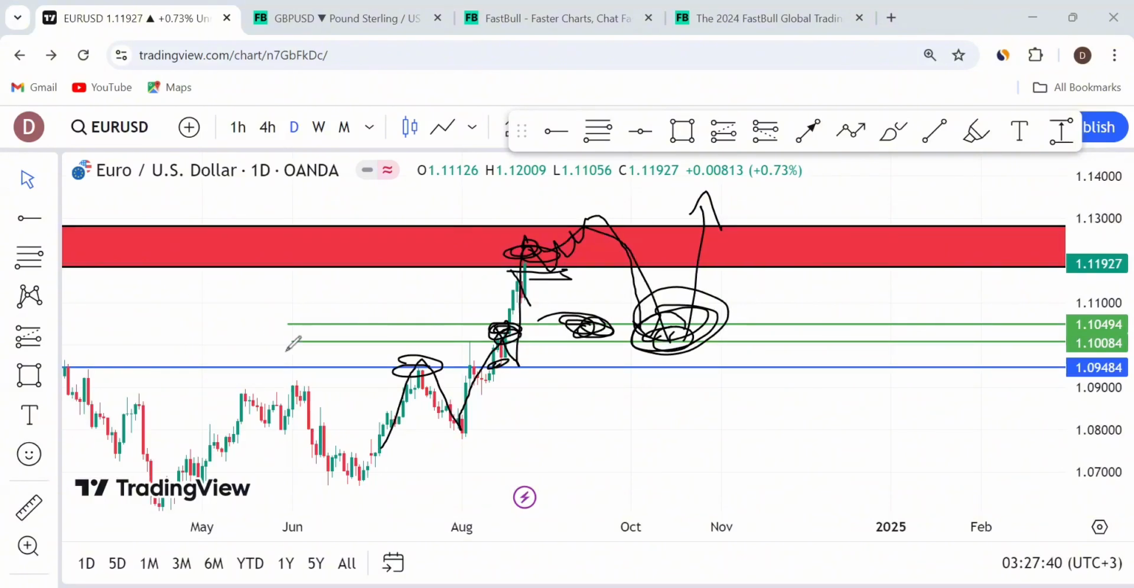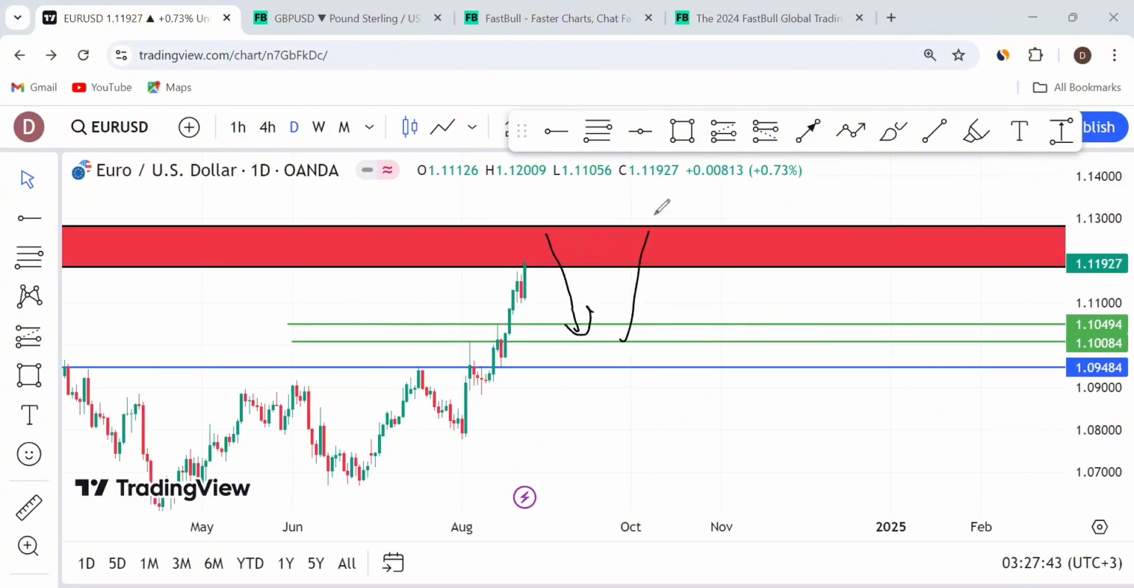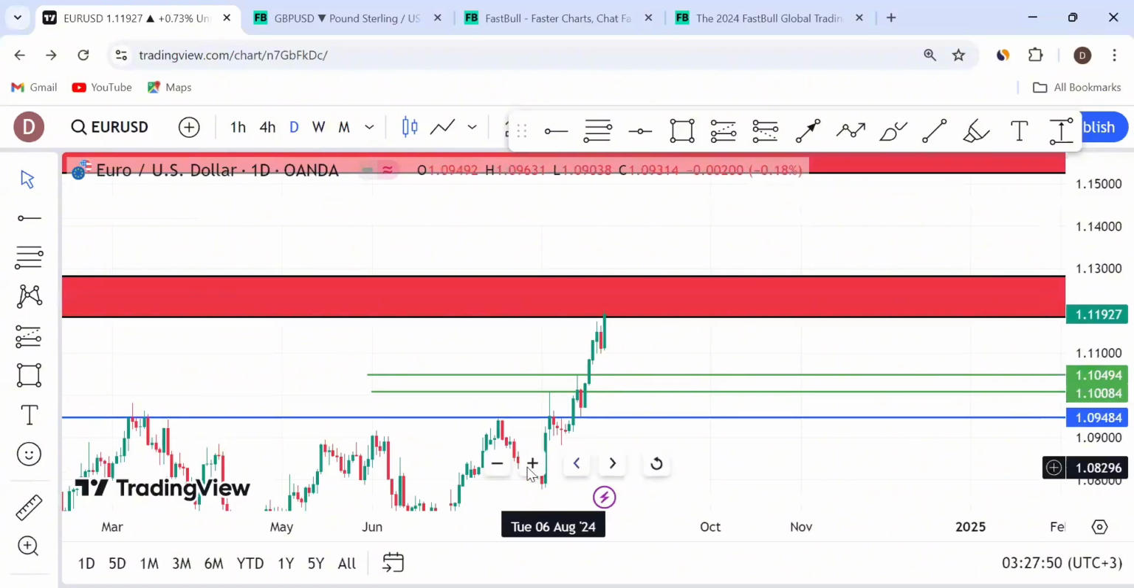So depending on the type of trader you are, either you can trade the reversal or you can wait for the continuation. Are we together? So that's it for Euro USD. Almost all of them are the same.